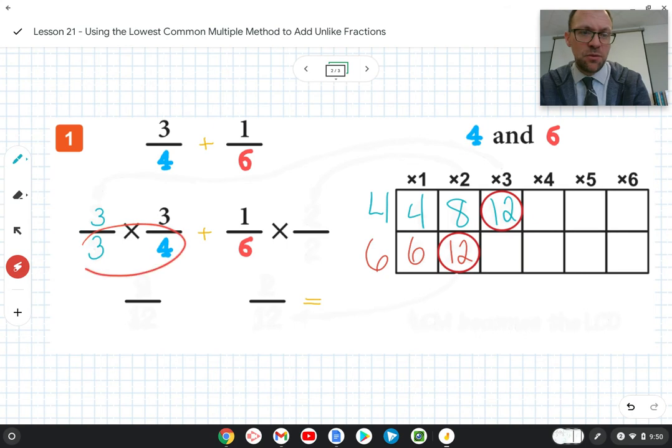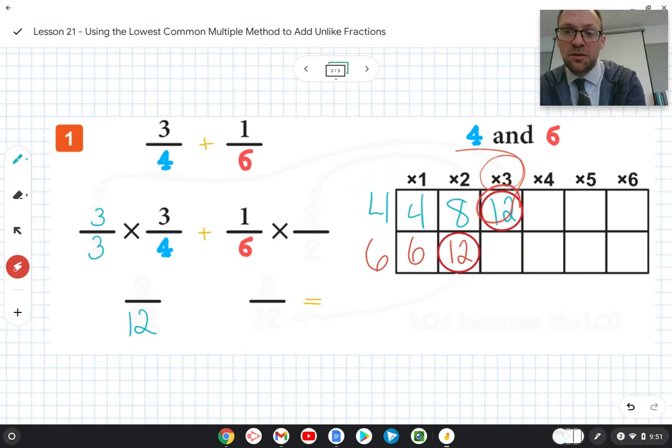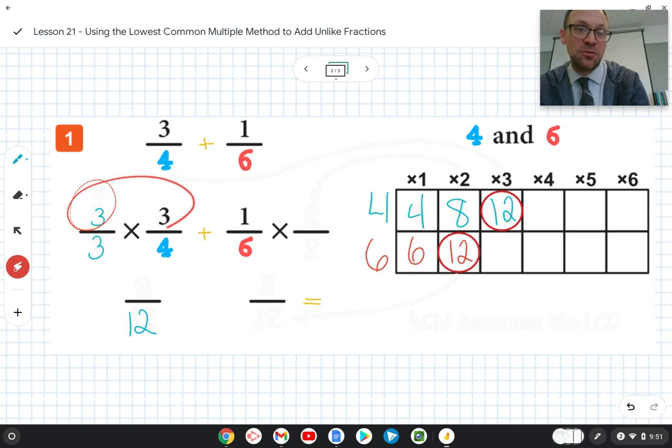We did the 3 times 4. That gets us the 12. We've done that. That's over here, right? So we'll write the 12 down here as the new denominator for this equivalent fraction. But if we didn't pay attention to what we multiplied the 4 by to get 12, we might forget to do this part here. And that's to multiply the numerator times the same number. So we're going to do that. 3 times 3 is 9. And our new equivalent fraction for 3/4 is 9/12.